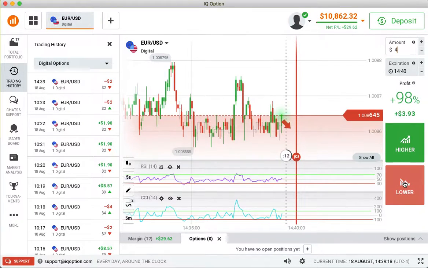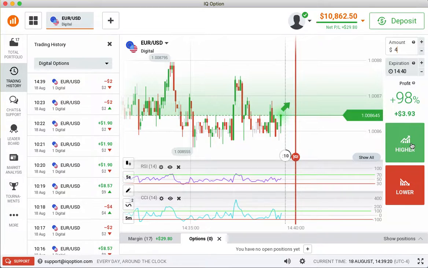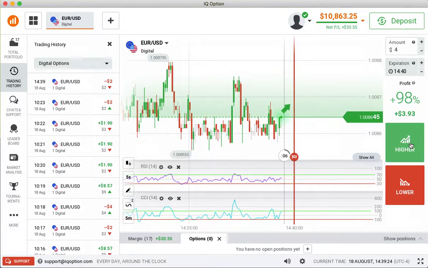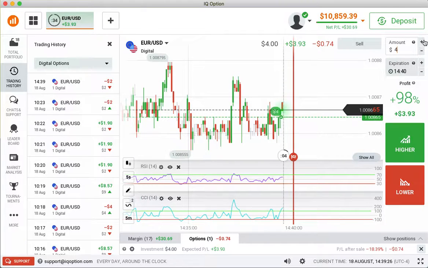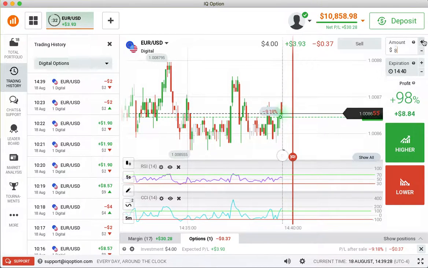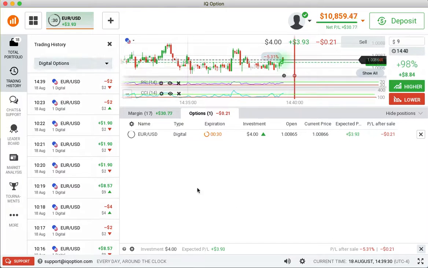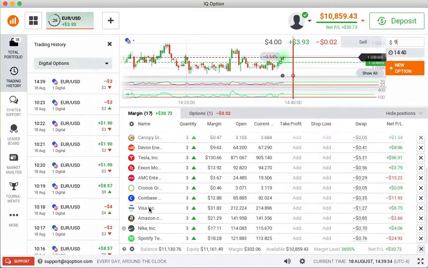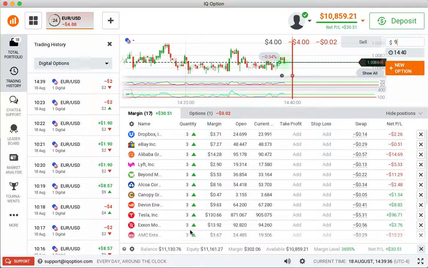15, 14, 13, 12. We can buy or sell at the last 5 seconds of the purchase deadline. So we buy here for 4. We up to 9 and we wait. Positions. My Apple stock is sold.